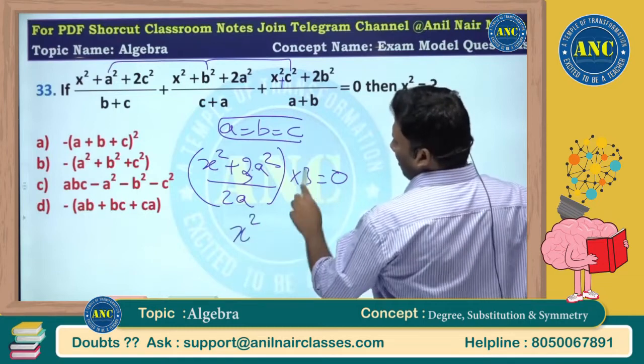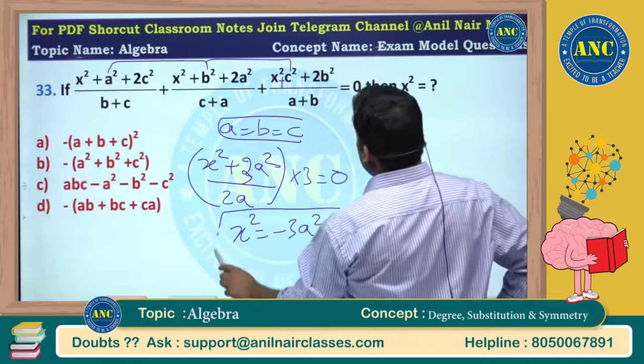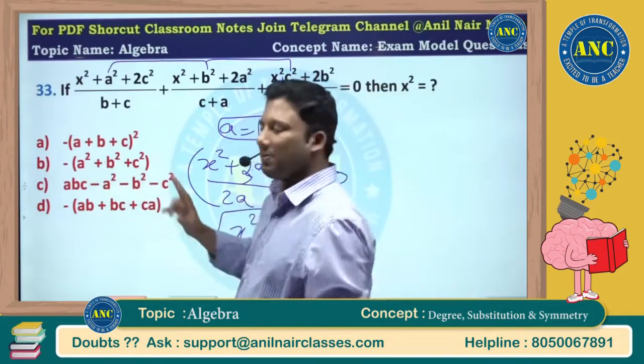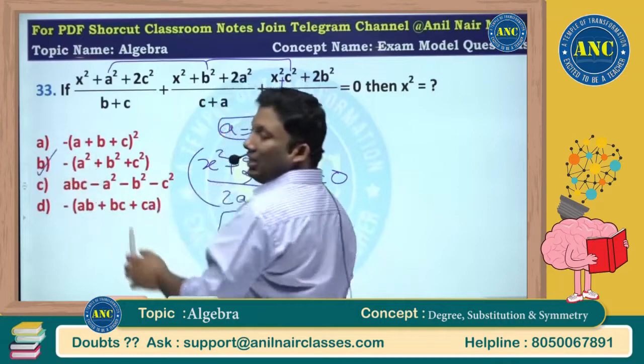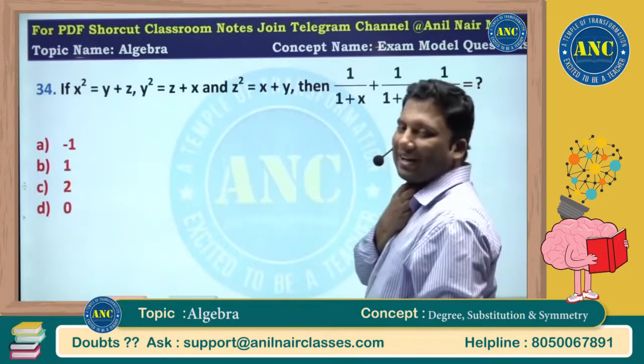X square 0 means x square is minus 3A square. A square plus A square plus A square, it is minus 3A square. 33rd, I hope the idea is clear.